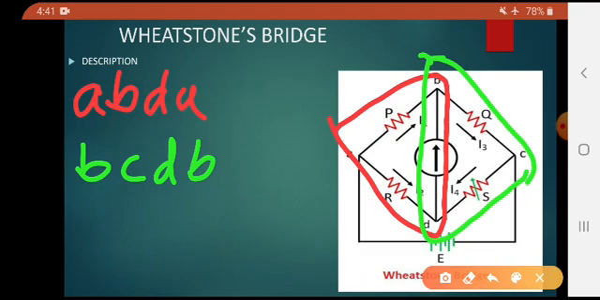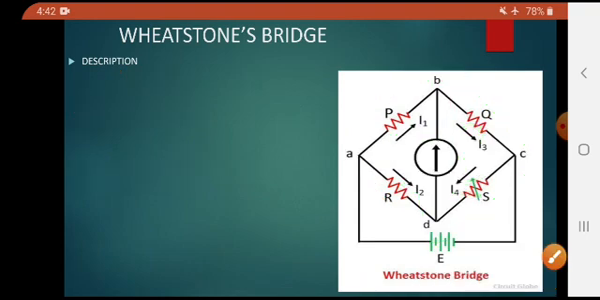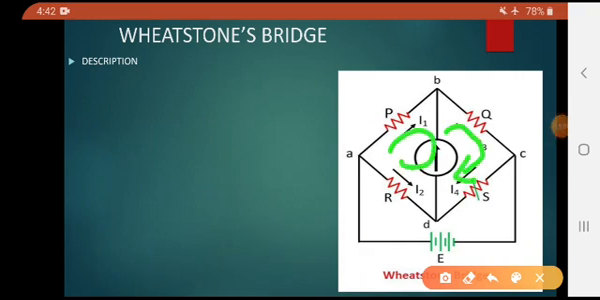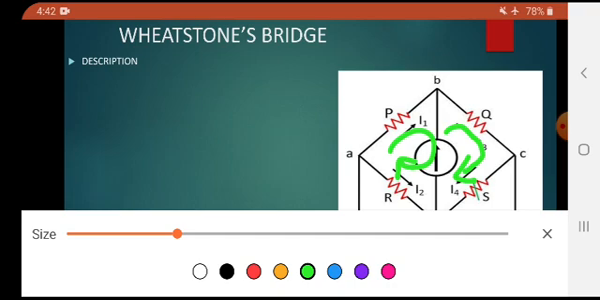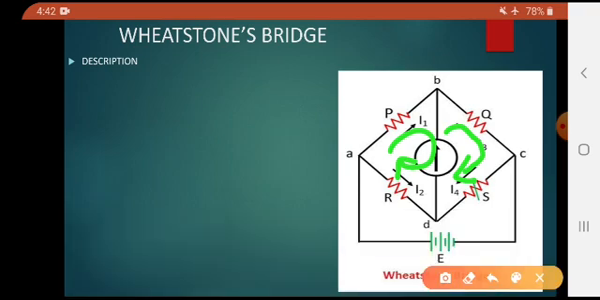Now we have to take a direction according to Kirchhoff's second law. I am taking the clockwise direction. If the current is passing in the clockwise direction, then it is taken as plus, otherwise it is taken as minus. So I am taking this direction as clockwise for both loops. Now I am applying the second law to the first loop, A, B, D, A.